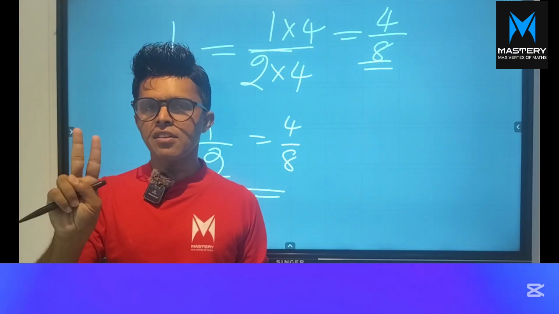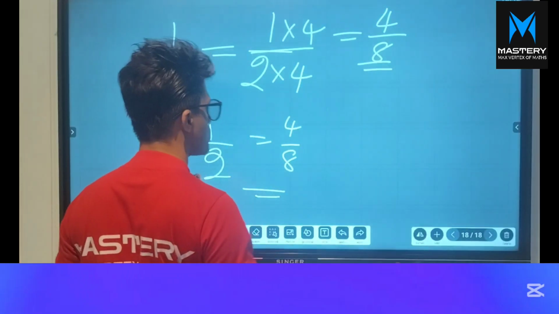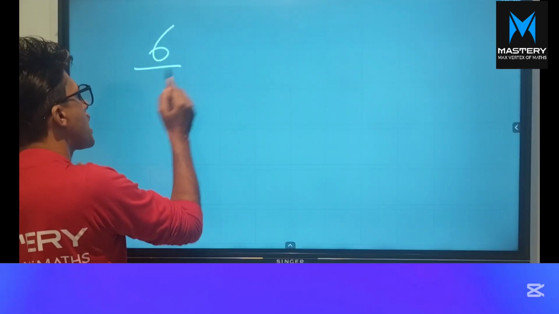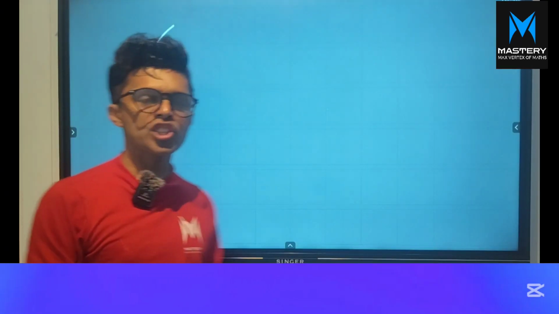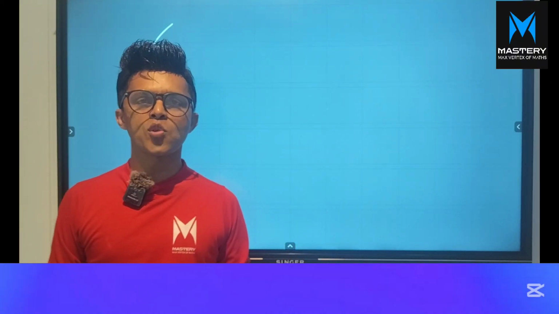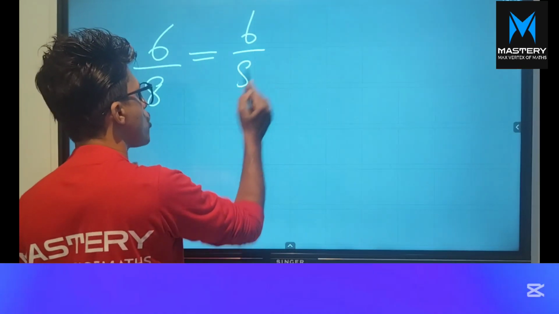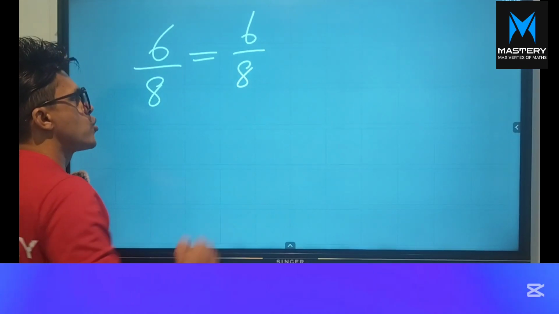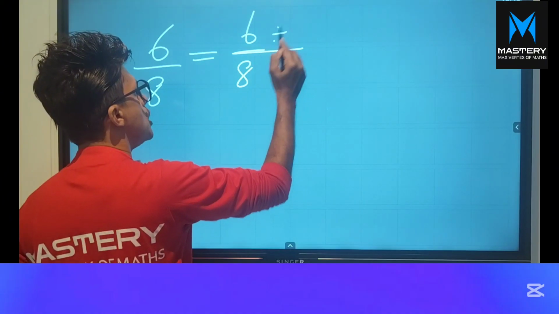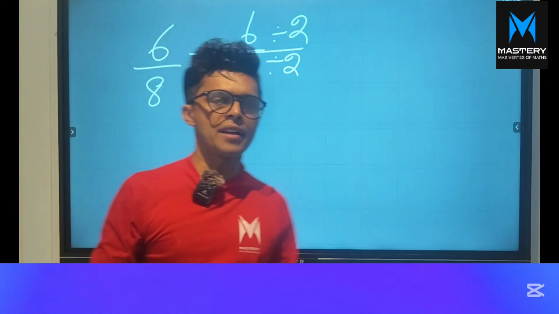The other way, what's the other way? Number 2 is, you could divide both sides using the same value. How can you find an equivalent fraction to 6 over 8? Both sides you could divide using 2, denominator as well. How did I divide?